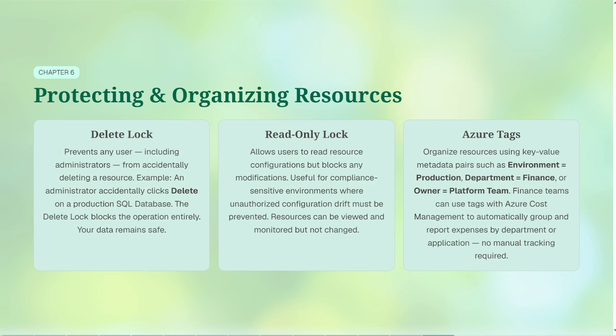Azure tags. Tags help organizations organize and classify Azure resources. A tag is a simple key equal to value pair. For example, environment equal to production, department equal to finance, owner equal to platform team, or application equal to payroll. Like that we can apply tags.